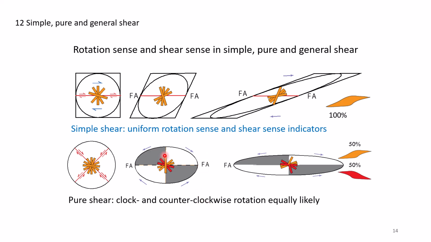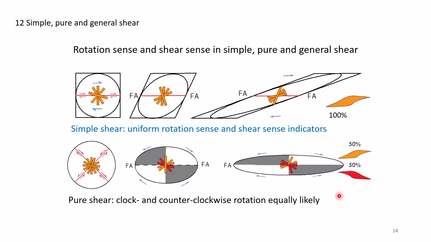Markers that are vertically or horizontally oriented might not rotate at all. They might stay in the fabric attractor if they are horizontal, or they might get shortened if they are vertical, or perhaps even folded or broken up. The statistical evaluation of shear sense indicators in a pure shear zone would show an equal distribution of top to the right and top to the left shear sense indicators.